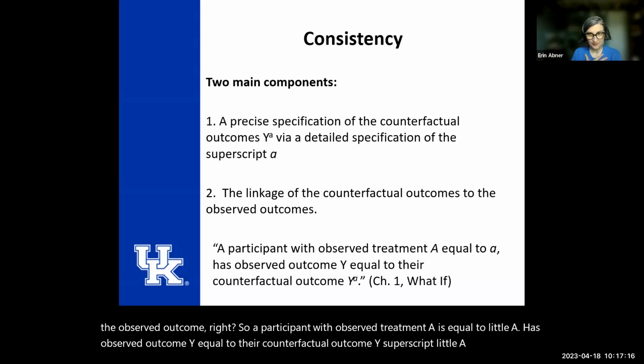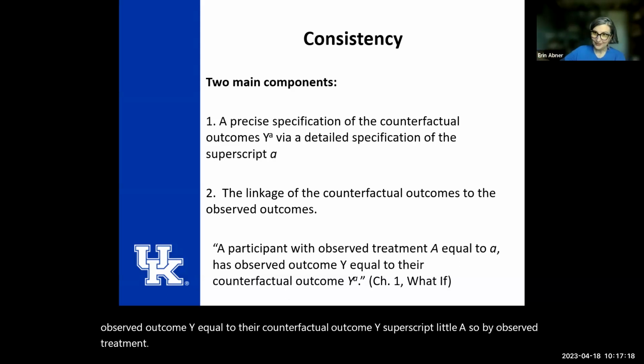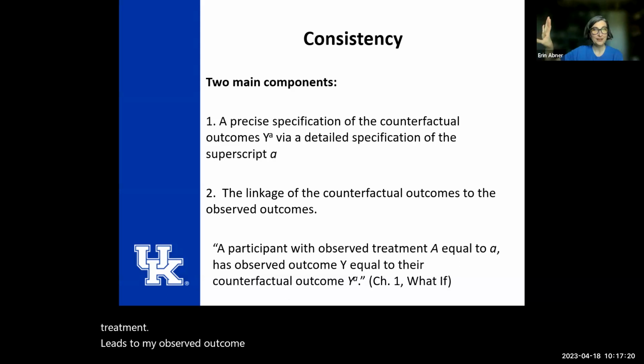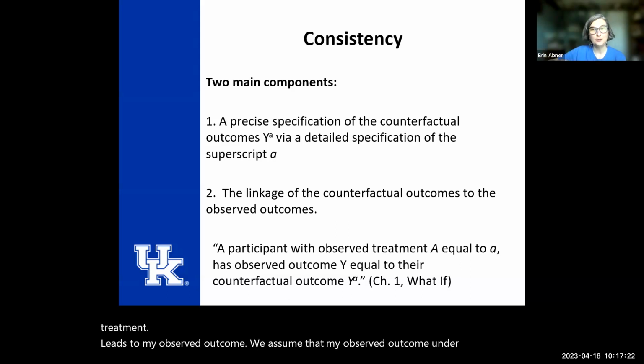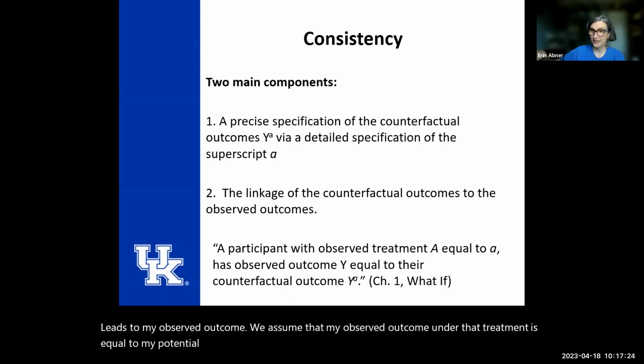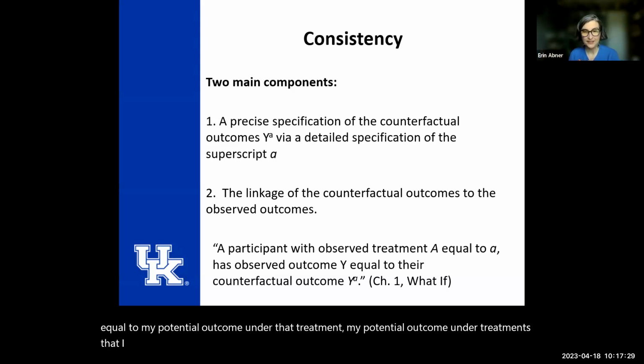So my observed treatment leads to my observed outcome. We assume that my observed outcome under that treatment is equal to my potential outcome under that treatment. My potential outcome under treatments that I did not receive are unknown. Those are missing.